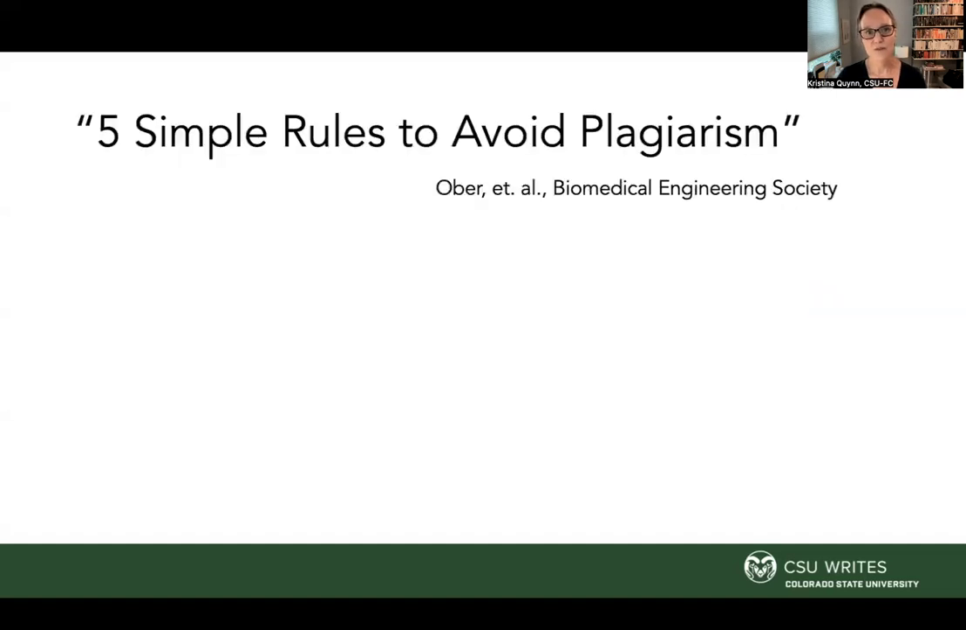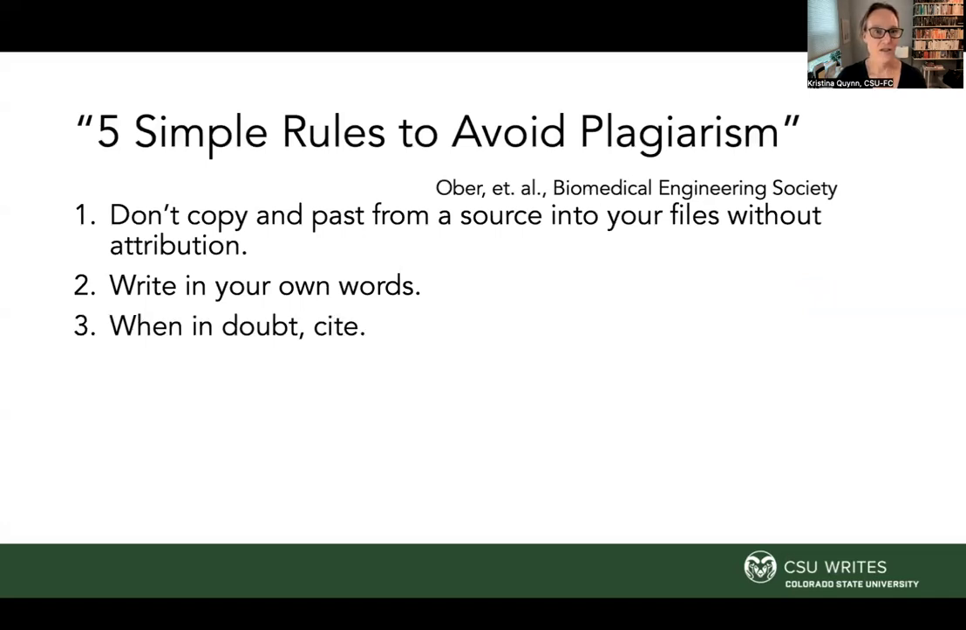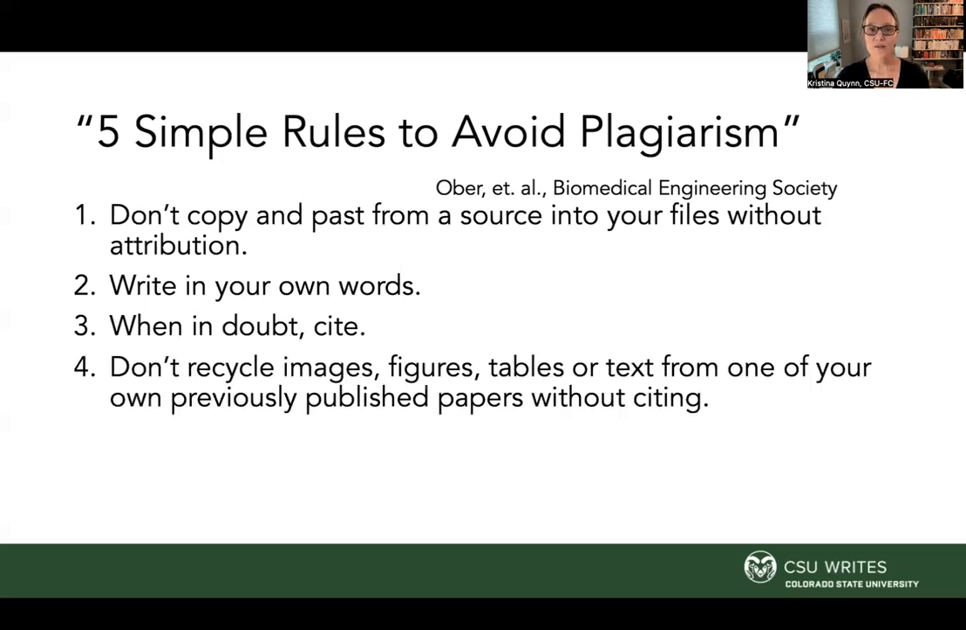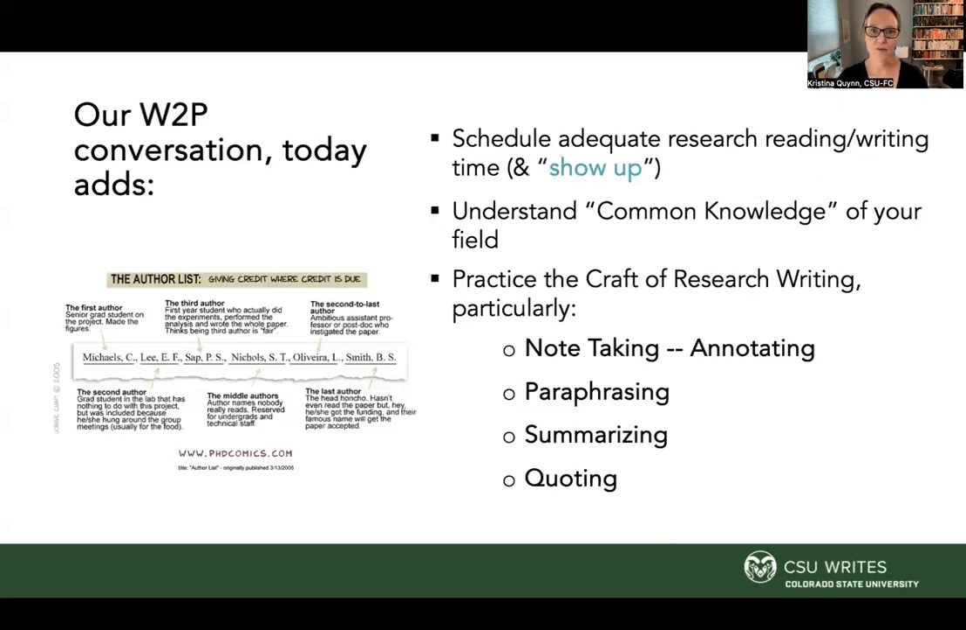So the 5 simple rules to avoid plagiarism: don't copy and paste from any source without attribution. If you can, write in your own words. Again, it's better to paraphrase than to quote. When in doubt, cite. We've already covered that one multiple times, but always. Don't recycle images from your previously published work without citing them. And if you are pulling anything from other documents, ask permission and provide attribution. For example, there might be a figure or some sort of picture or image that you need to give that kind of credit to, and ask permission.